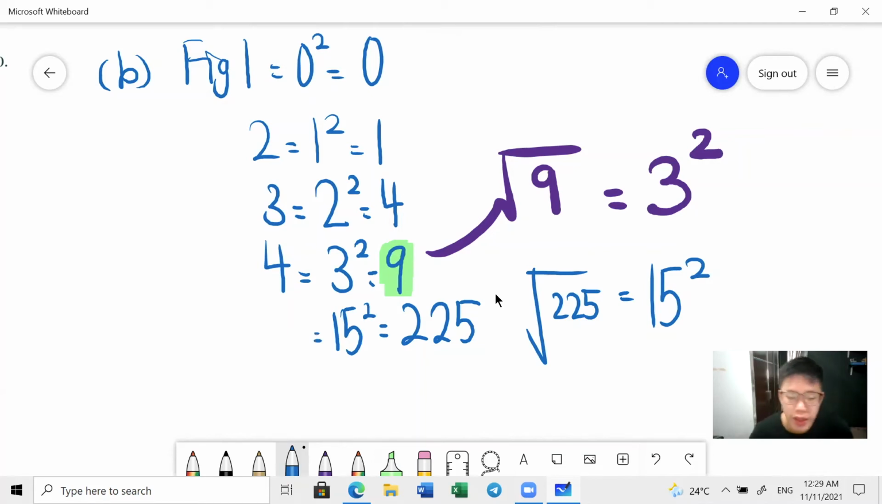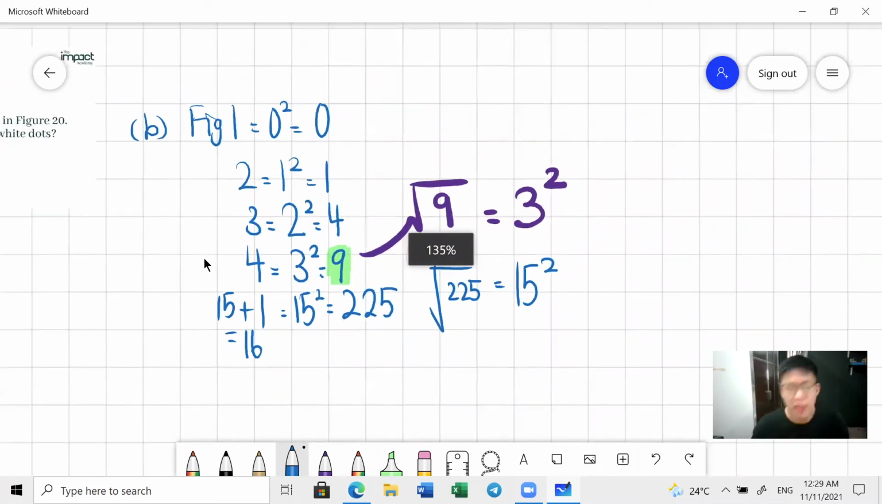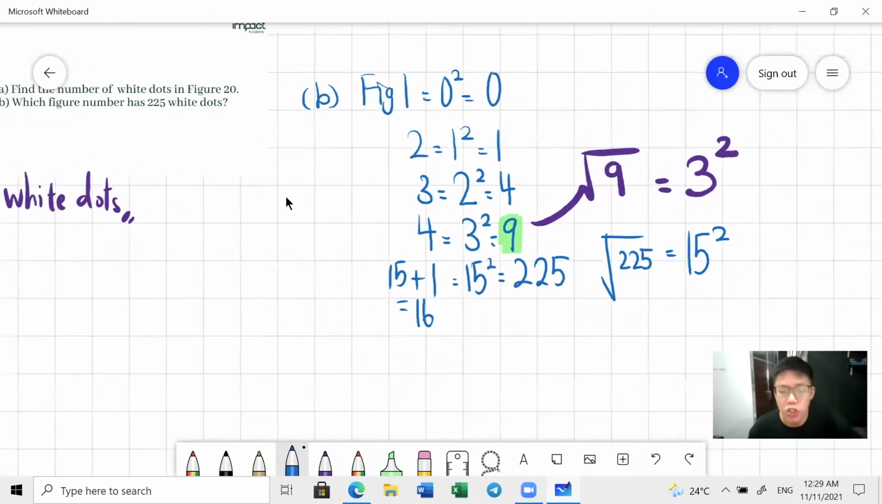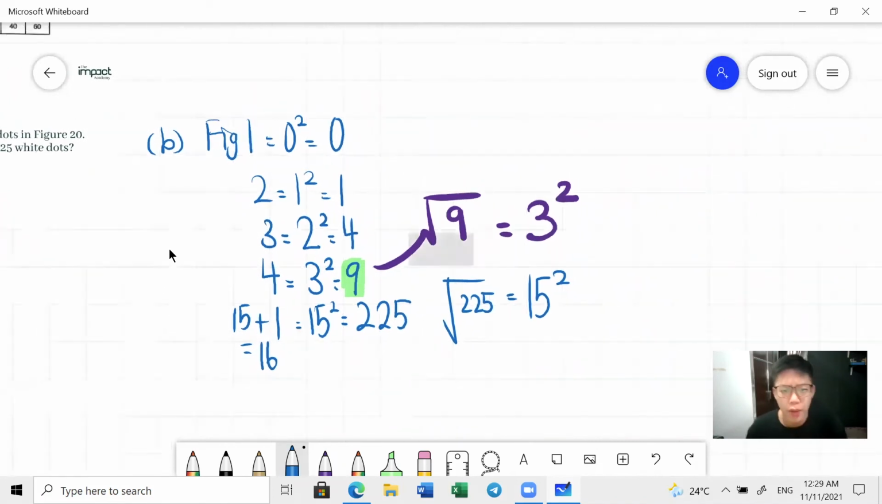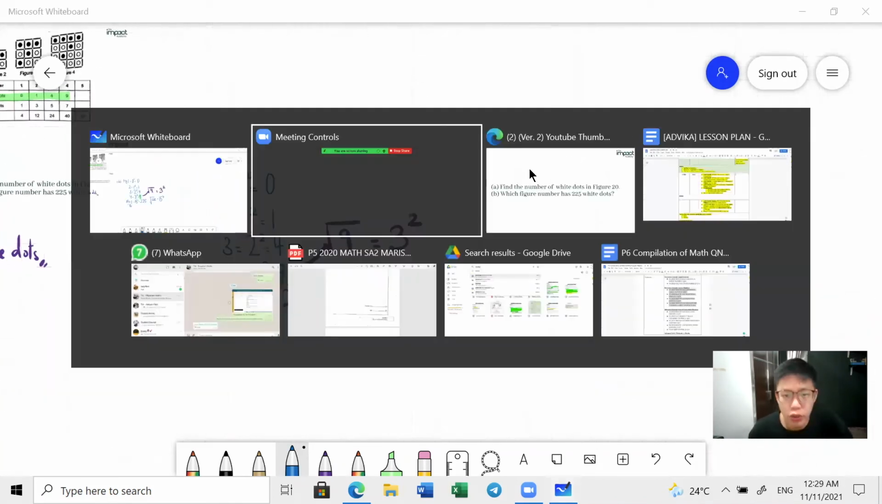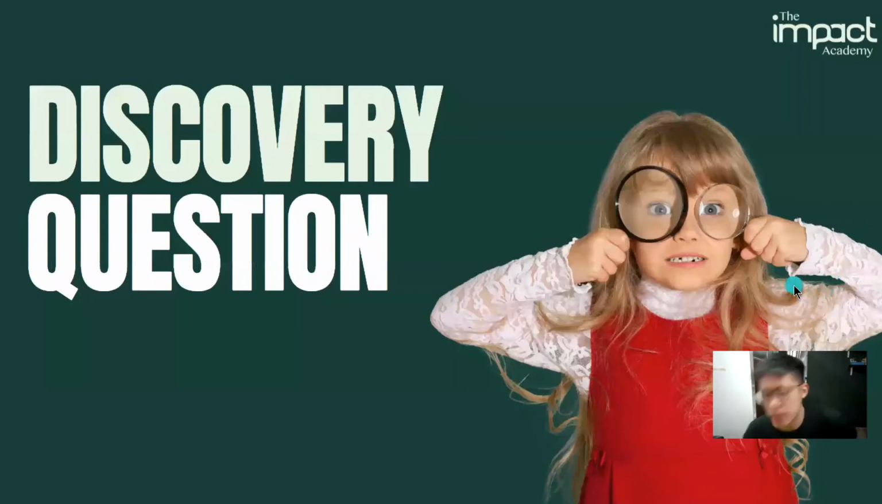All right. Then after that, from here, I want to ask myself, how do I get from here to the 4? I just have to add 1. Therefore, my answer for this will be figure number 16. So in figure number 16, there are 225 white dots.